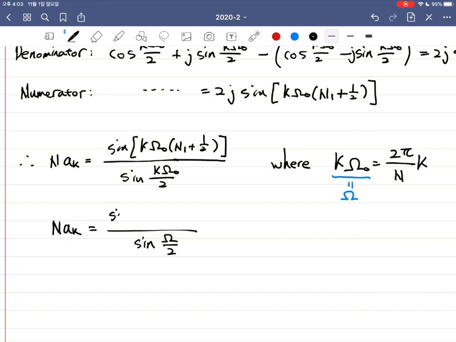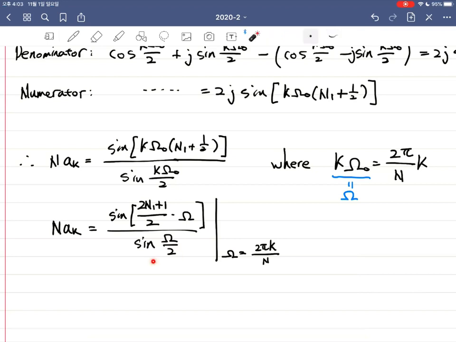And then I will have sine of 2n1 plus 1 over 2 times this omega, like this. And what should omega be? It should be 2 pi k over N, like this. Okay, so I can have this final representation using this sinusoidal wave.